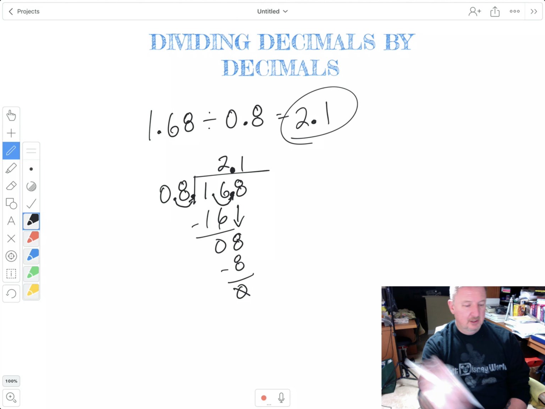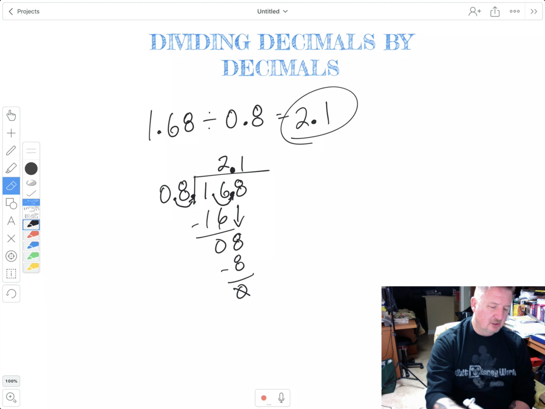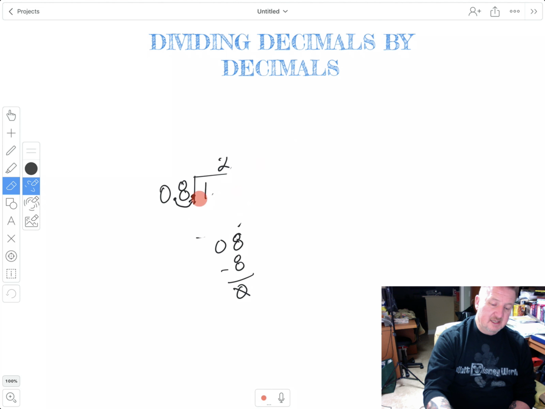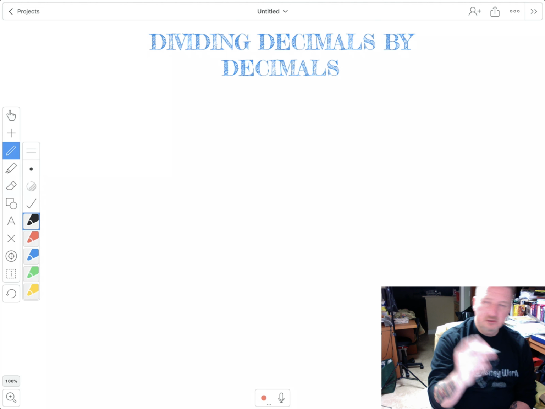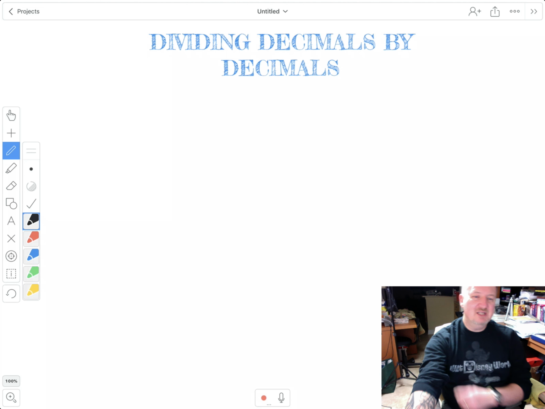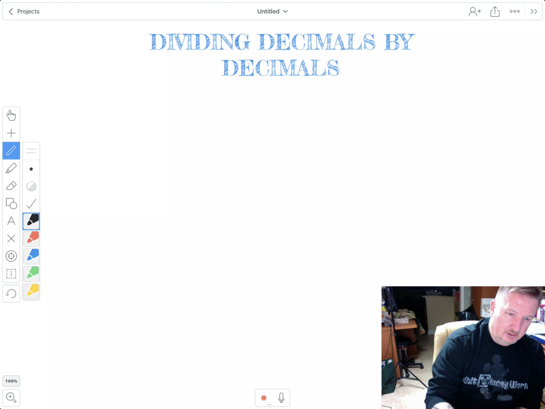All right, let's look at one more example. Maybe I'll slow down a little bit there and you can see what I'm doing, because it's the same thing. Doesn't matter where the decimal place is in your divisor, you got to move it to the right side of your number, and then you do the same thing to your dividend. All right, second example, and this is a biggie.